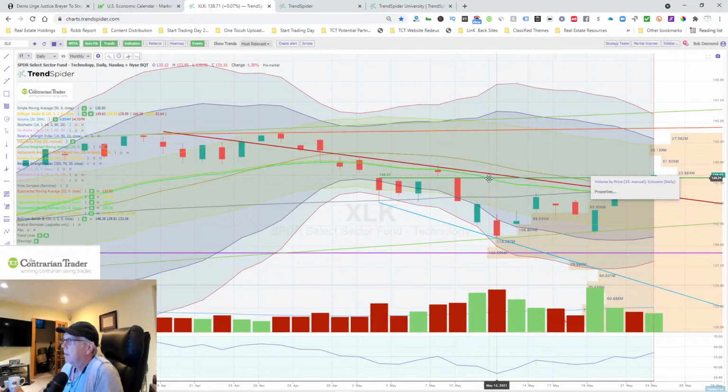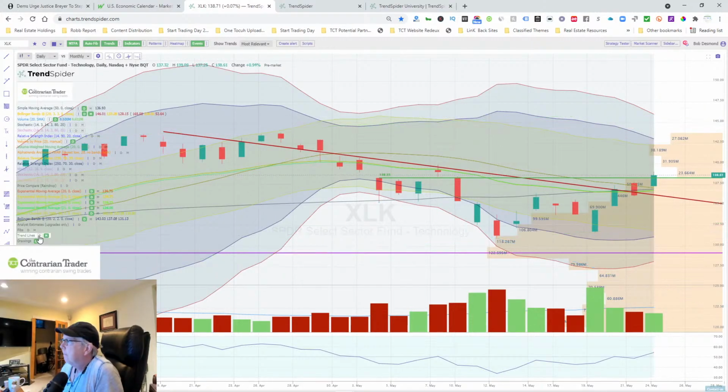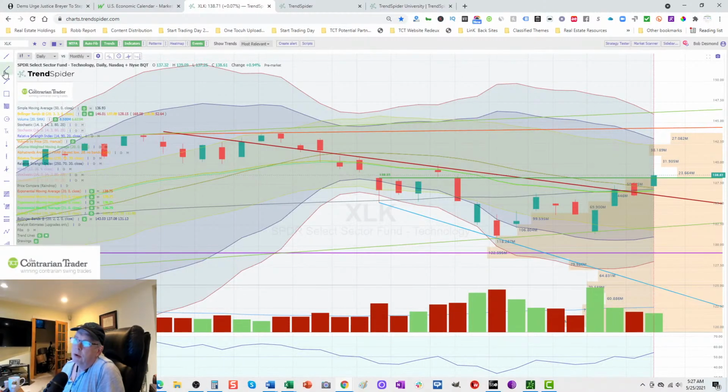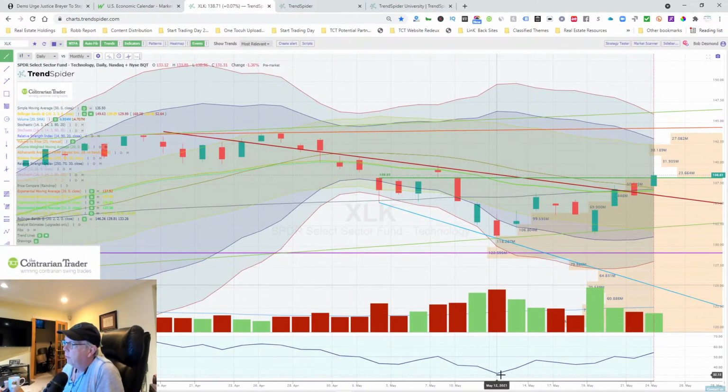I'm probably not going to trade XLK, but that would be a good retest of support, and we could have a rally up into 144.32 on the XLK. That would be the next resistance level. And if you want to talk about RSI here, I really like the rising RSI.